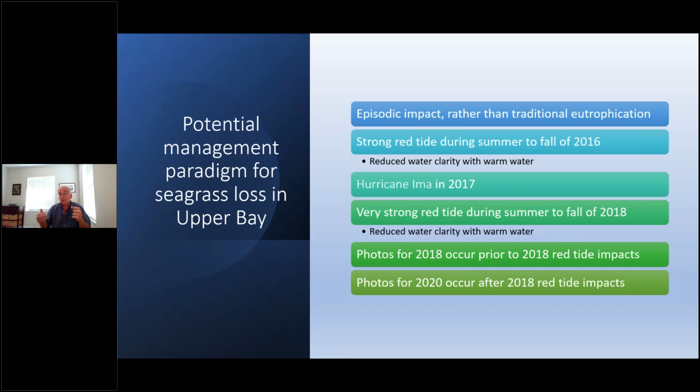We believe, and we're going to show you the data, that what we had is a strong red tide in 2016, Hurricane Irma in 2017, and then a stronger red tide in 2018. The photography for 2018 occurred prior to the 2018 red tide impacts. The photography for 2020 occurred after the 2018 red tide impacts. So let's see if we can actually back up that paradigm with real data.